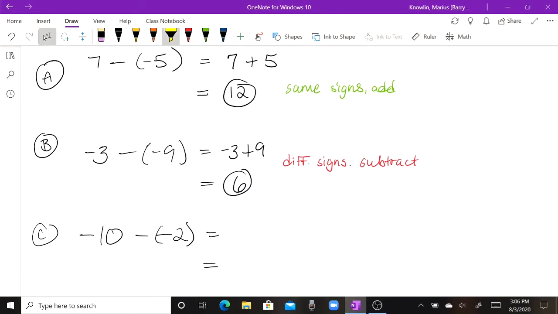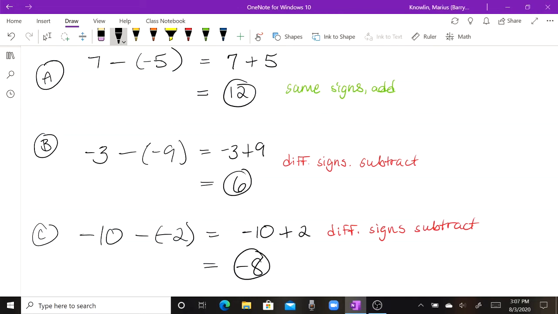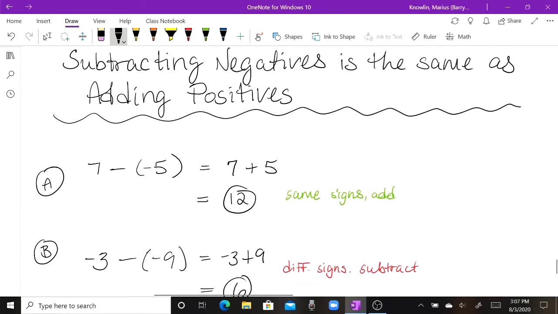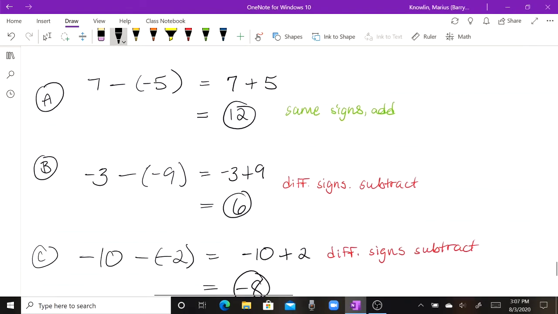C says negative 10 minus negative 2. Well, minus negative 2 is really the same as adding positive 2. So that's negative 10 plus 2. We have, once again, different signs. So when the signs are different, you subtract. And 10 minus 2 is 8. The 10 is larger, and so that means that our final answer has to be negative 8. Okay? So once again, subtracting negatives is the same as adding positives.